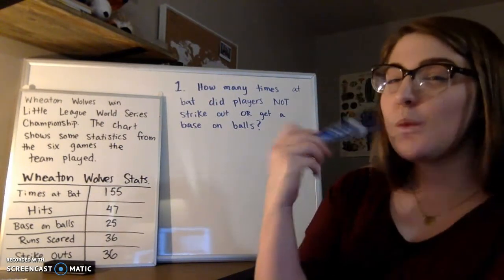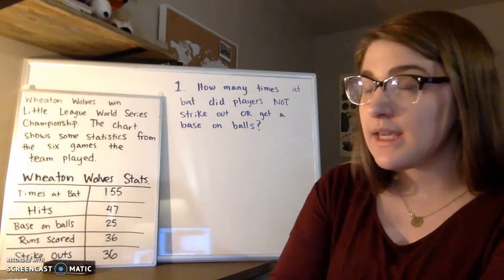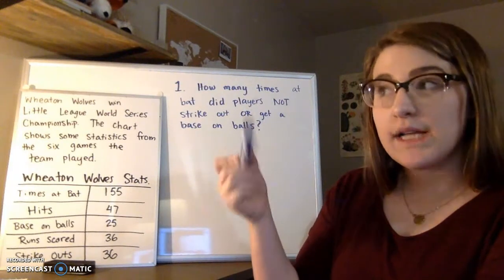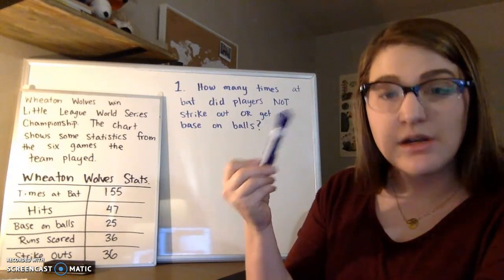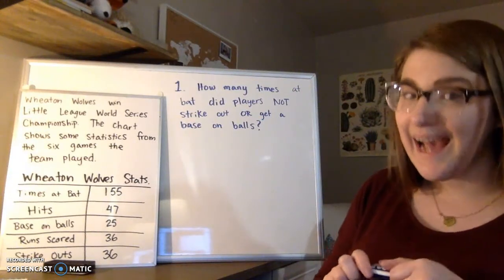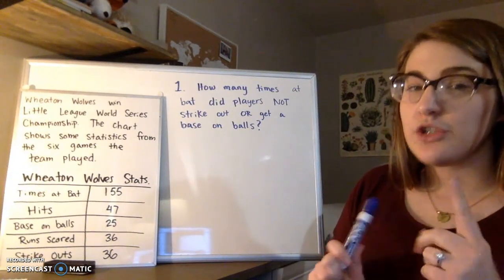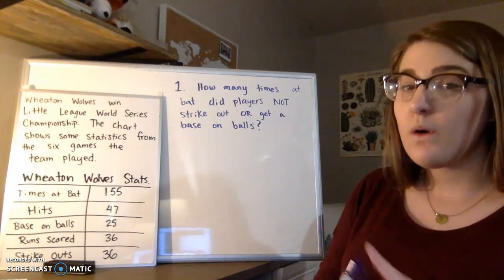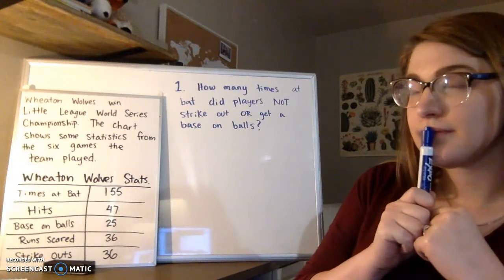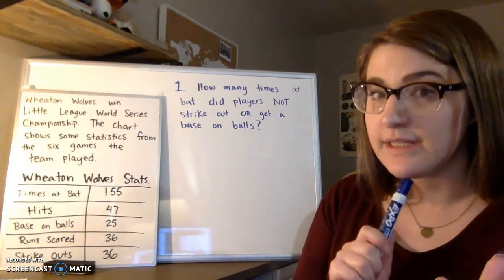So let's read it one more time, and I want you to be thinking about what kind of equation could we write, what math operations are we going to do to be able to figure this out. So how many times at bat did players not strike out or get a base on balls? Go ahead and pause the video if you need some more time to think.